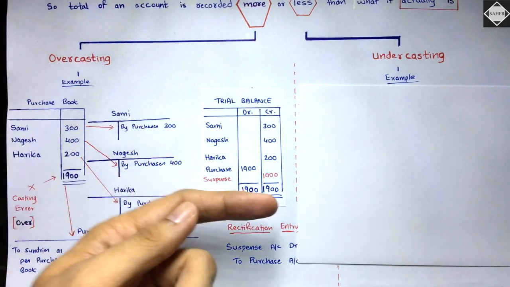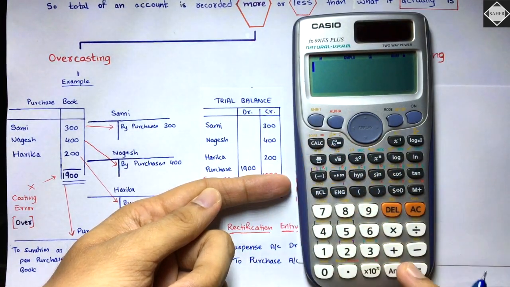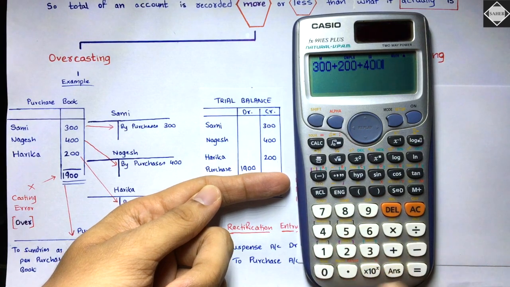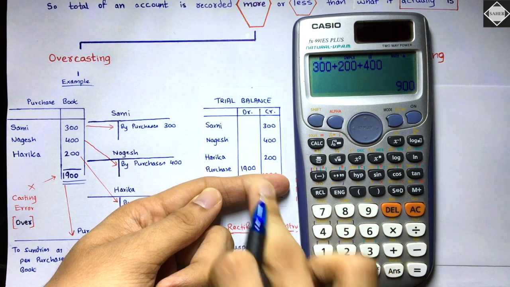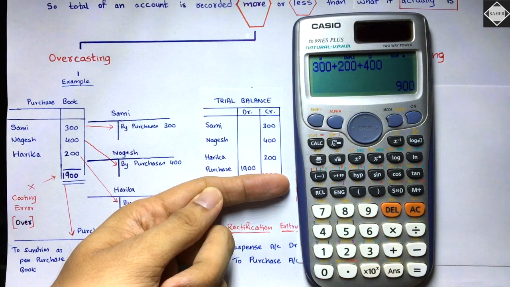So what will happen? See this properly. On the credit side, you have how much? 300 plus 200 plus 400, that's equal to 900. And on the debit side, you have 1900. So there is a mismatch over here. Debit is not equal to credit.